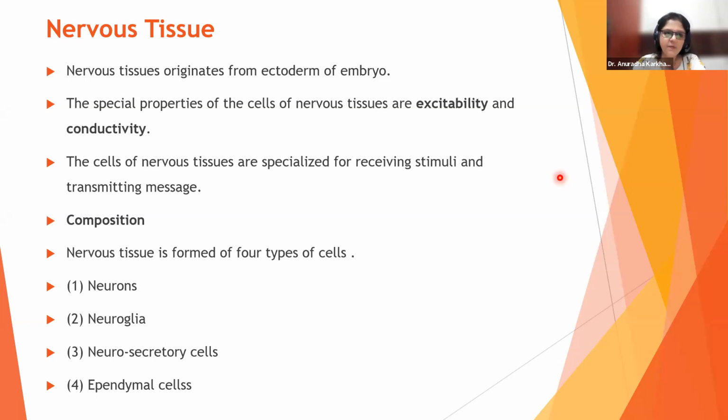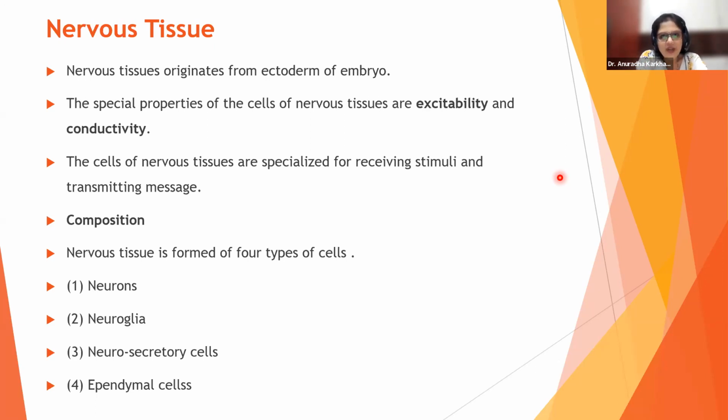That's the nervous tissue. Nervous tissue originates from the ectoderm of the embryo. The special property of the cells of nervous tissue is excitability and conductivity. So you know conduction and excitation. Remember Na plus, K plus, polarized, repolarized, depolarized, impulse. The cells of the nervous tissue are specialized for receiving stimuli and transmitting messages.